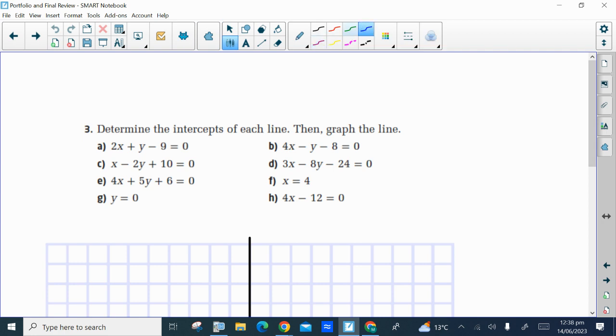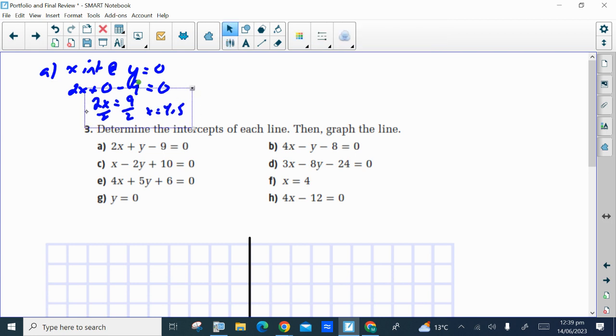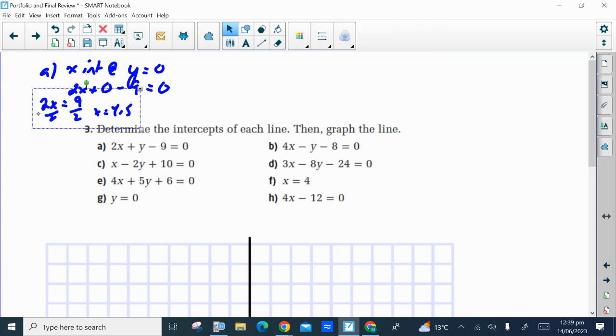So for question A, the x-intercept is where y equals 0. So you take the equation and you let y equal 0 and then solve for x. When y is 0, that y term essentially disappears because 2x plus 0 is just 2x. So you're going to have 2x on the left equaling positive 9 on the right, and then dividing by 2, x will be 4.5. That is the x-intercept. We found that by letting y equal 0.